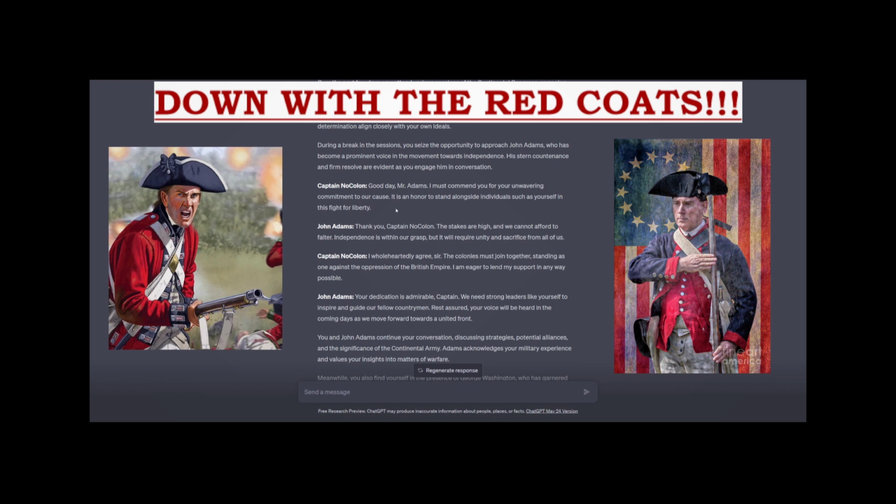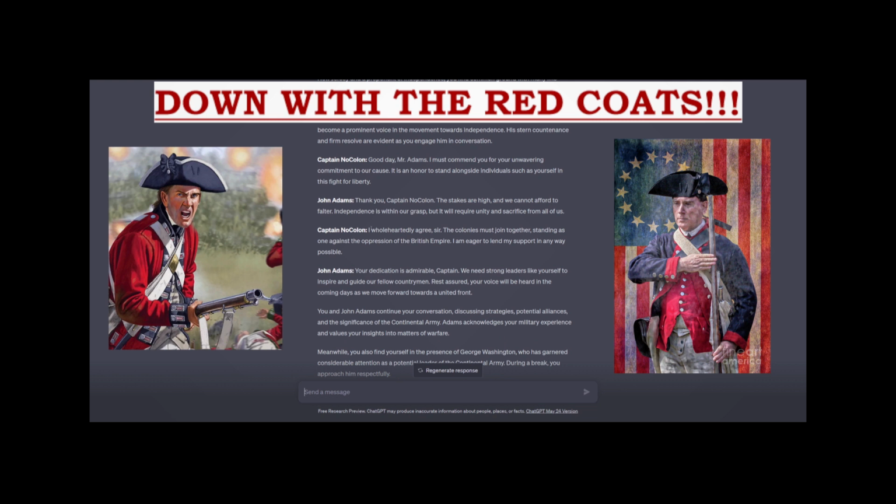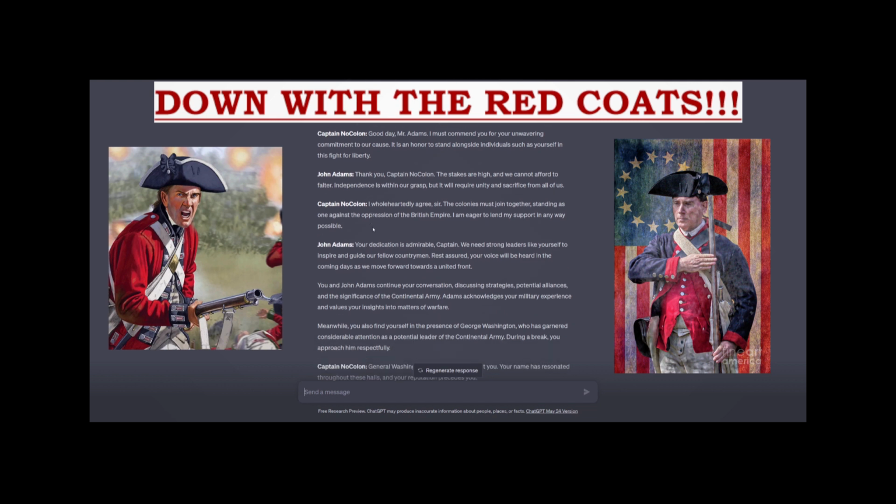If I could do a good Paul Giamatti voice for John Adams, I would, but I just can't. Then I respond, I wholeheartedly agree the colonies must join together. So this is just kind of us pontificating on the righteousness of our cause here for a little bit, talking about our dedication and whatnot. We continue the conversation, blah, blah, blah.